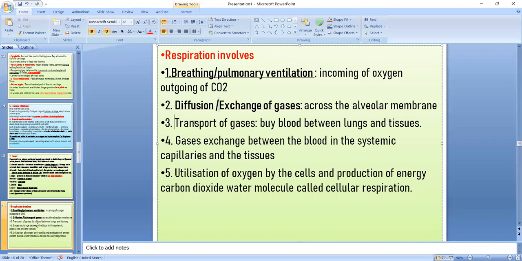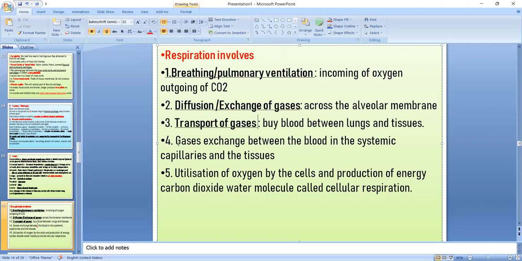So this is the major part in the respiration, and we should concentrate on it for theory exams. So when the oxygen reaches the blood, the oxygen is carried to the cells by the blood, and when cells release the CO2, that is also carried by the blood to the lungs. Okay, so that is how the transport takes place.